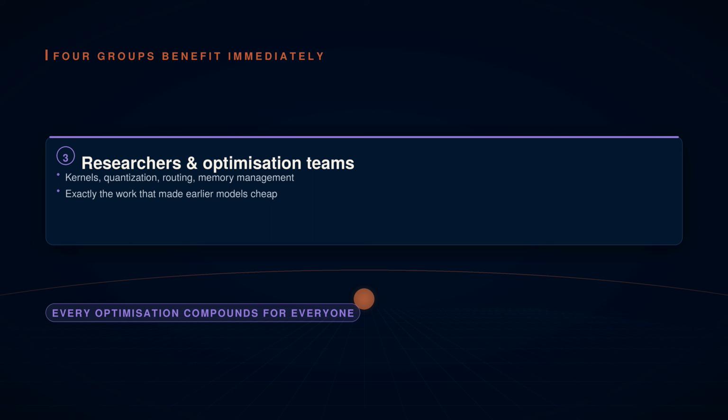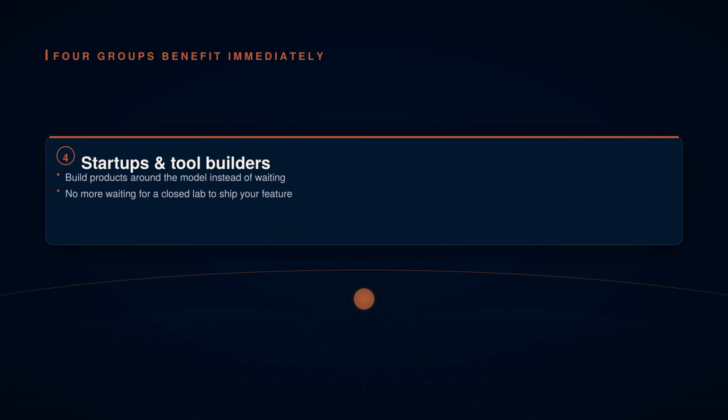The third group is going to be researchers and optimization teams. They can work on kernels, they can do the quantization, routing, memory management. It's part of what they've done before. The fourth group is going to be startups and tool builders. They can build products around the model instead of just waiting for a closed lab to expose the exact feature, price, or usage policy that they need.